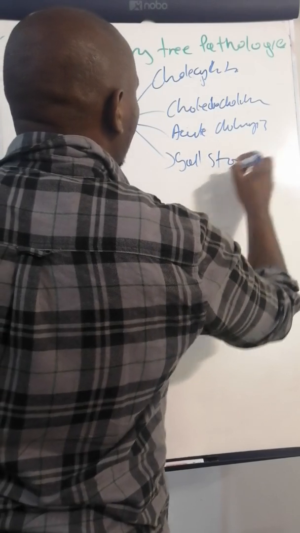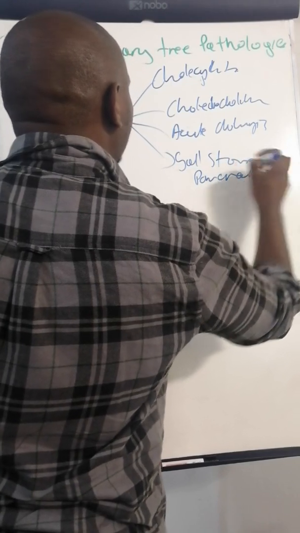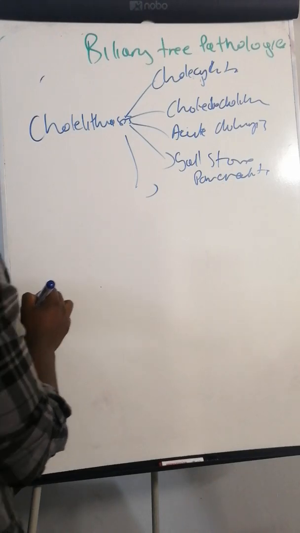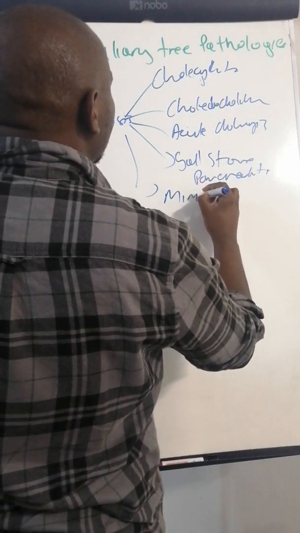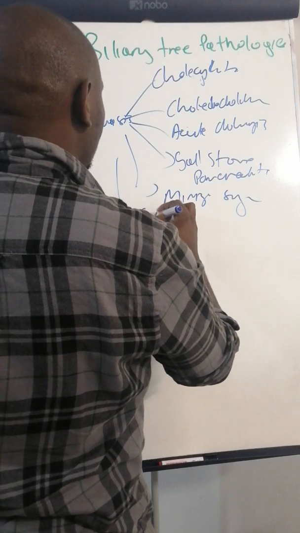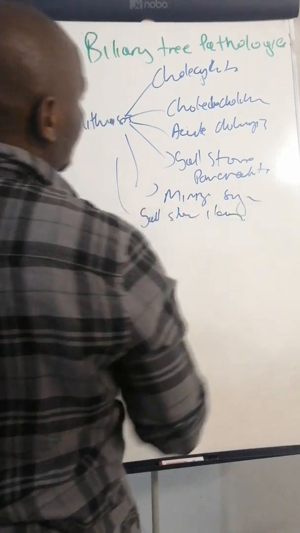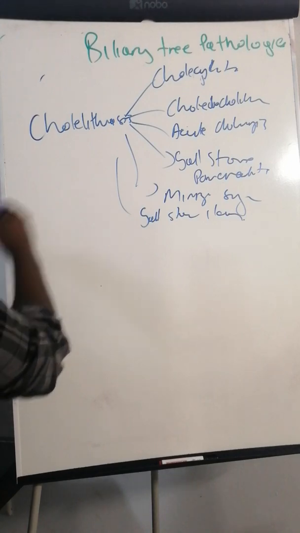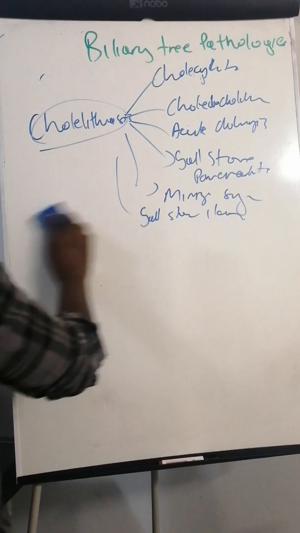Also, it can be gallstone pancreatitis. It can be what they call Mirizzi syndrome, or gallstone ileus. So these are some of the complications that we can get from this. So it's very important. What we want to talk about here is just the management of gallstones.